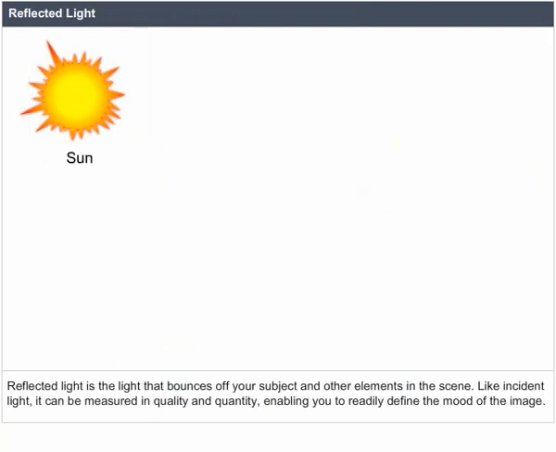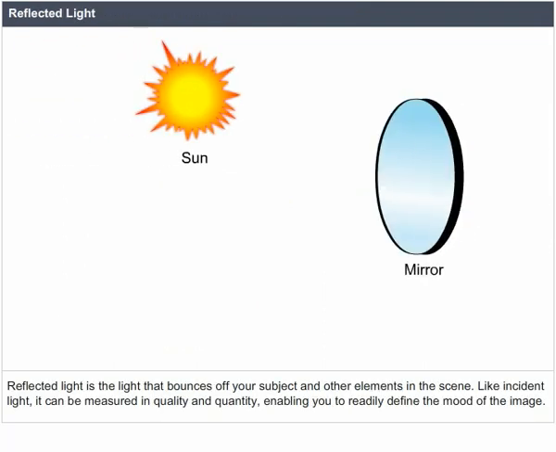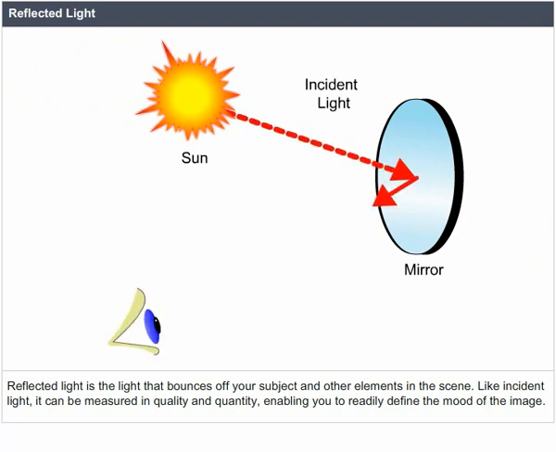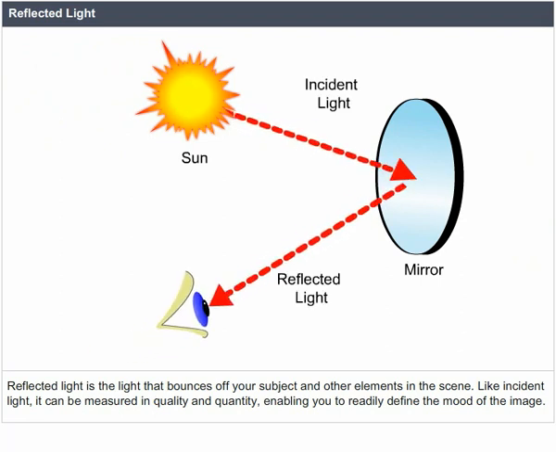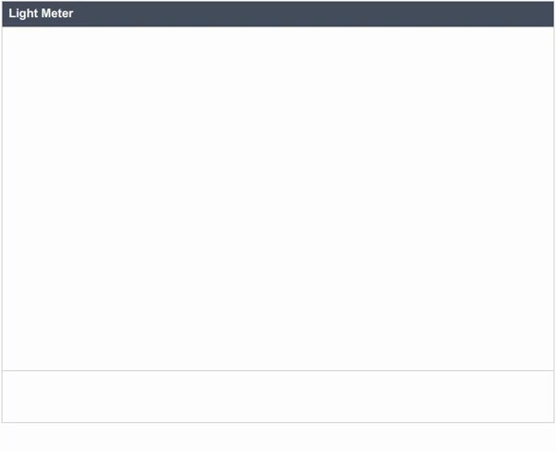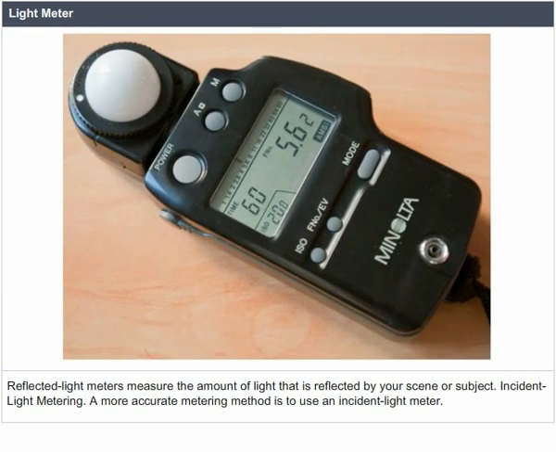Reflected light. Reflected light is a light that bounces off your subject and other elements in the scene. Like incident light, it can be measured in quality and quantity, enabling you to readily define the mood of the image. Light meter. Reflected light meters measure the amount of light that is reflected by a scene or subject.